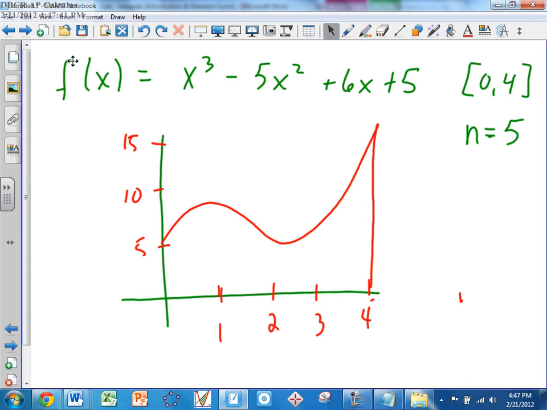The curve is increasing until it hits its local max, then it's decreasing until its local min, then it starts to increase again.